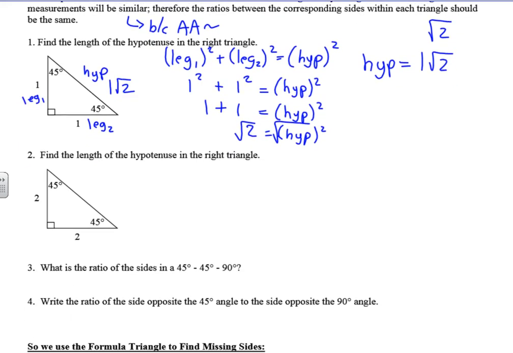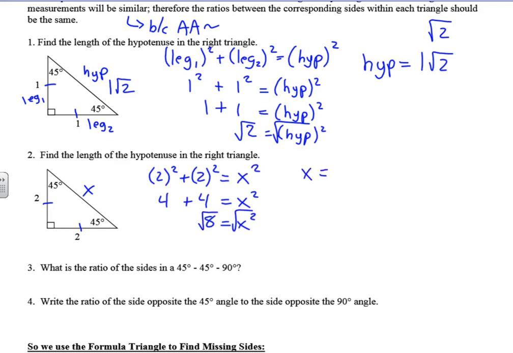Same thing here. Notice we have the 45, 45, 90. So again, that's an isosceles right triangle. And so here, instead of it being 1, the legs are 2. So it's going to be 2 squared plus 2 squared. This time I'm going to call the hypotenuse x. Equals x squared. So this is 4 plus 4 equals x squared. That's 8 equals x squared. Now we're going to take the square root.